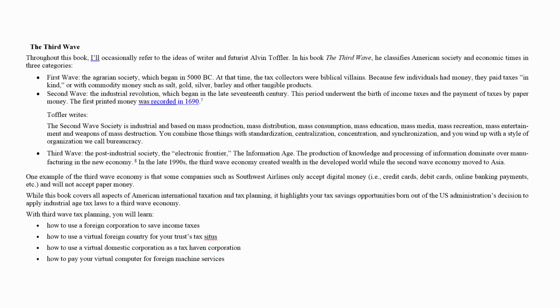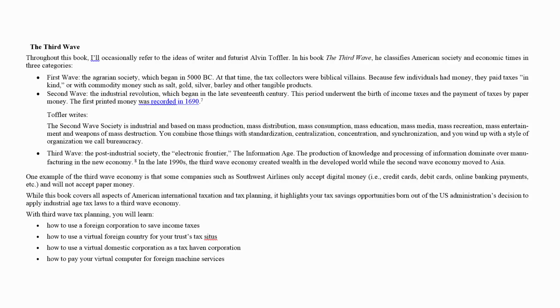The third wave. Throughout this book, I'll occasionally refer to the ideas of writer and futurist Alvin Toffler. In his book, The Third Wave, he classifies American society and economic times in 3 categories. First wave, the agrarian society, which began in 5000 BC. At that time, the tax collectors were biblical villains. Because few individuals had money, they paid taxes in kind, or with commodity money such as salt, gold, silver, barley, and other tangible products.